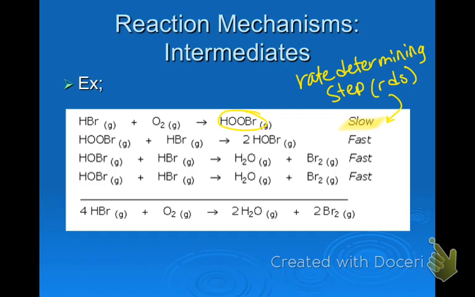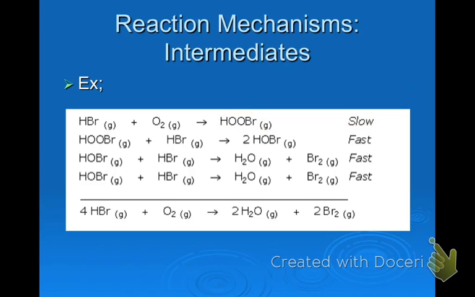The other thing I want to mention with this particular mechanism, our 4 elementary step mechanism here, is that we have a perfect opportunity to talk about an intermediate and what an intermediate is. An intermediate is something that is both produced during and used up during the elementary steps. So it doesn't show up in the overall equation. Now, your intermediate in this particular mechanism is your HOBr, and there's 2 of them.